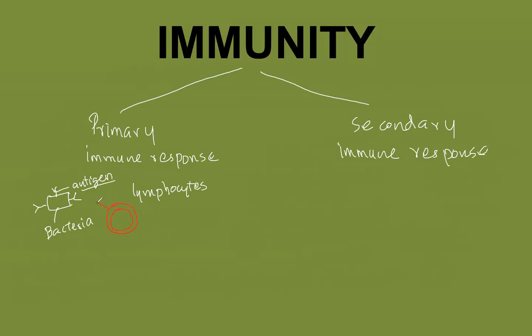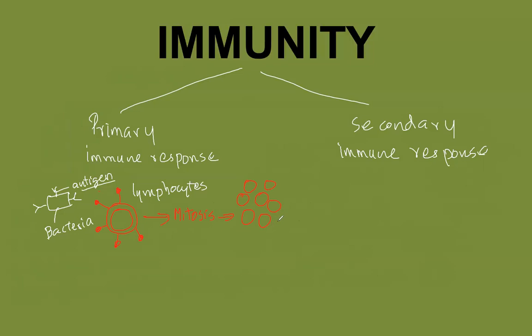Lymphocytes have specific receptors. Using those receptors, they identify the antigen. Once lymphocytes identify the antigens, they divide by mitosis. And what happens to these lymphocytes? They increase in number. The number of lymphocytes suddenly increases to millions.